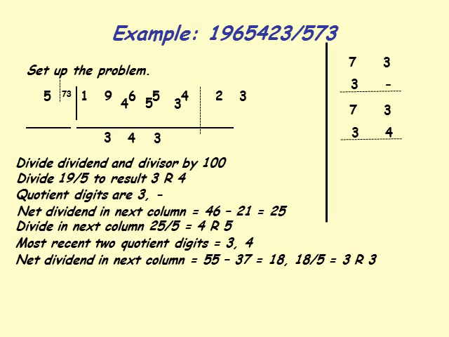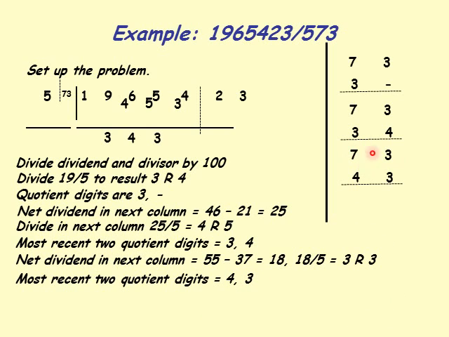Now the most recent quotient digits are 4 and 3. So the adjustment multiplication situation looks like this: 7 and 3 from the flag digits, 4 and 3 from the quotient digits.